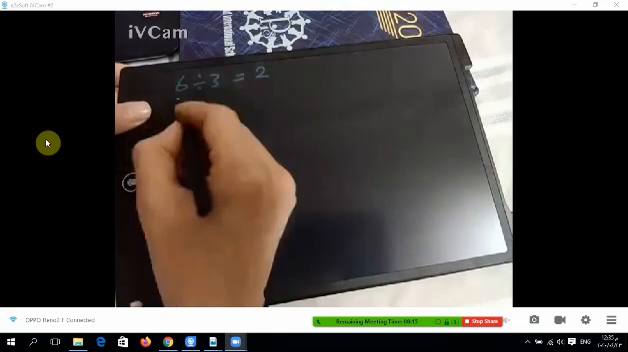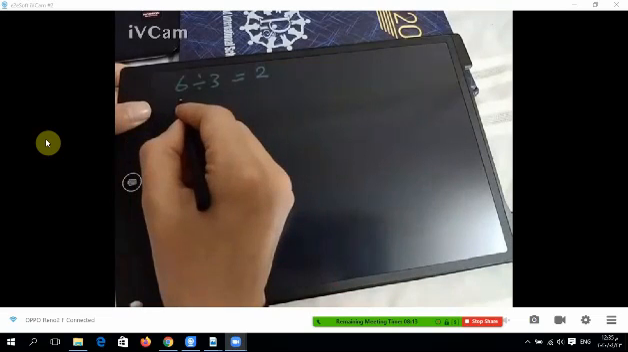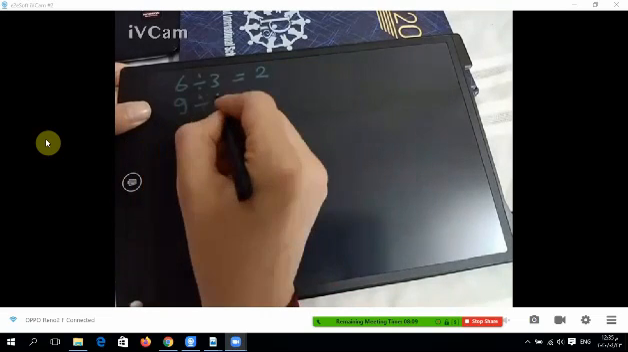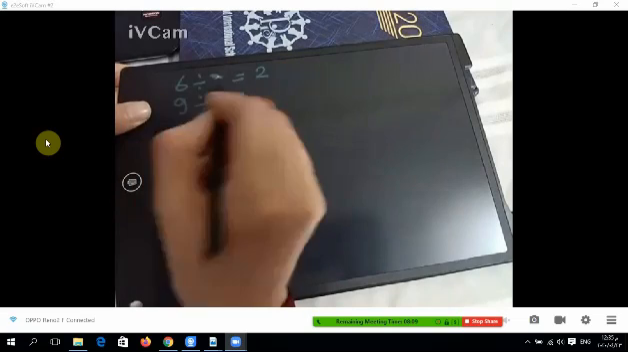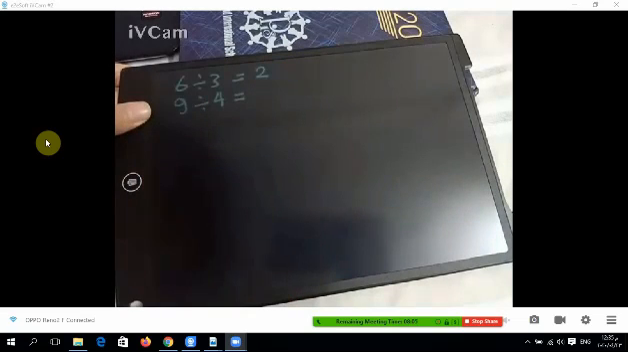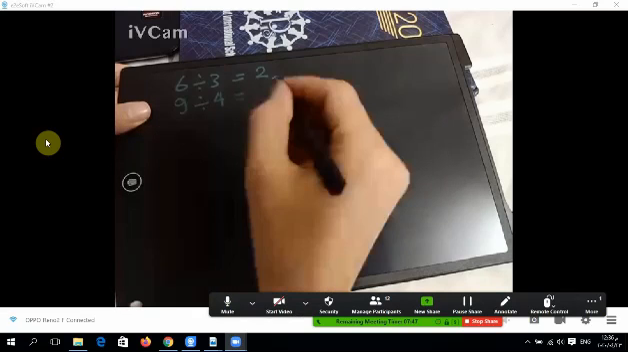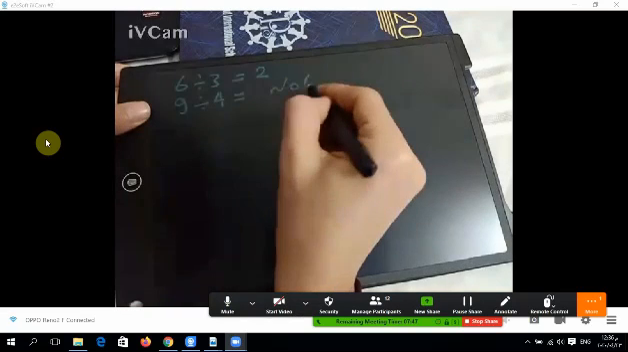What about 9 divided by 4? It can't be a natural number. Yes, it's not a natural number, because it will be a fraction. It can be a decimal, it can be a fraction, but it will not be a natural number. That means the division operation is not always possible in N. So it's not closed.